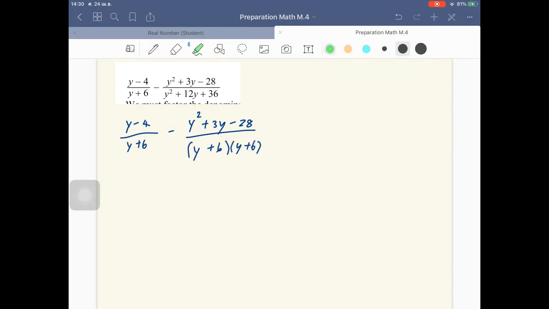So here, the denominator for the first term is y plus 6 and the denominator for the second term is y plus 6 for 2 times, y plus 6 squared. So our LCD is y plus 6 squared. So you have to multiply y plus 6 here.